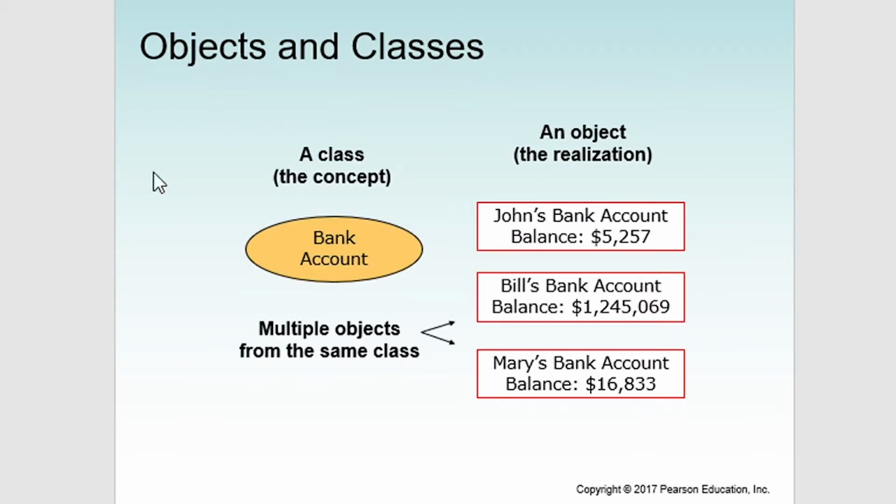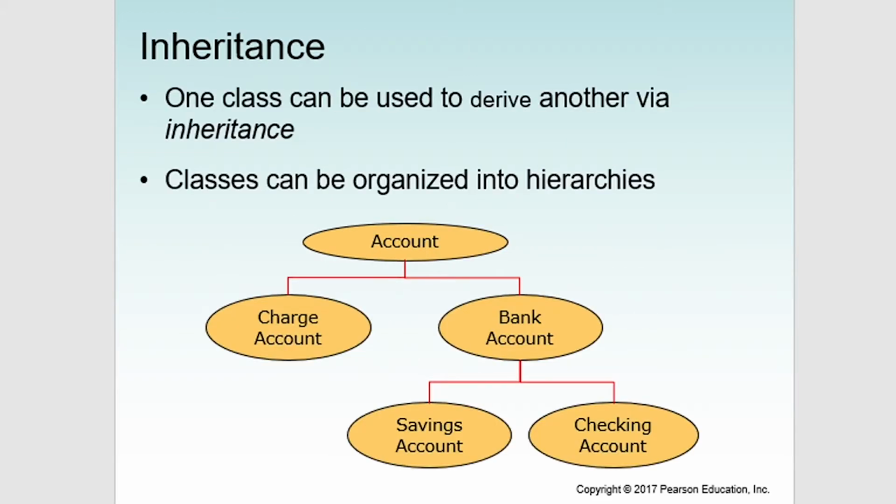Objects and classes. A class is the concept, and the object is the realization of that concept. So you'll have a bank account class, and then that class is used to create objects: an object to represent John's bank account, an object to represent Bill's bank account, and an object to represent Mary's bank account. Inheritance: one class can be used to derive another class via inheritance. Classes can be organized into hierarchies, where you have an account and then a charge account, a bank account, savings account, checking account. Essentially this checking account will inherit attributes and behaviors from any of its parents, either its direct parent or its grandparent.